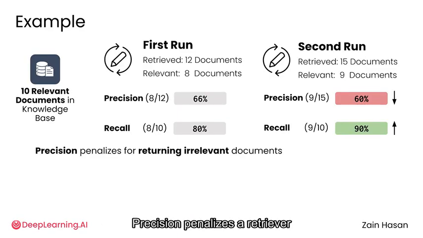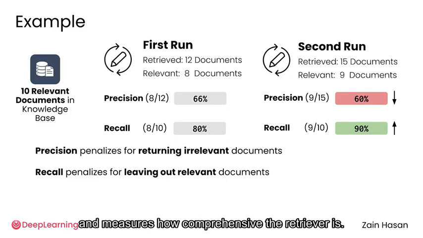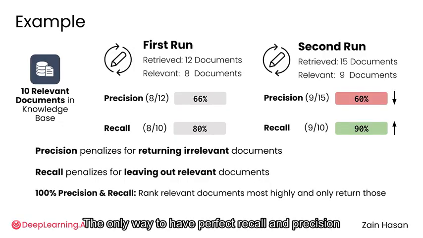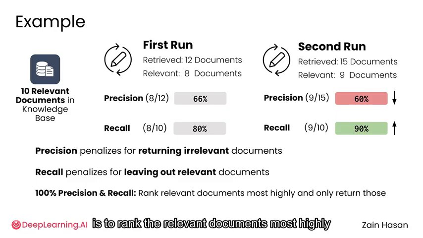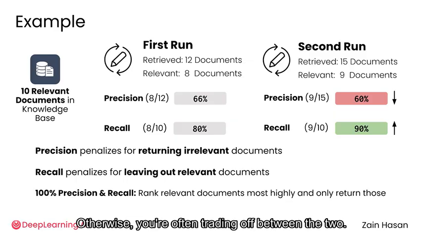Precision penalizes a retriever for returning irrelevant documents and can be thought of as capturing how trustworthy the results are. Recall penalizes a retriever for leaving out any relevant documents and measures how comprehensive the retriever is. The only way to have perfect recall and precision is to rank the relevant documents most highly and only return those documents. Otherwise, you're often trading off between the two.